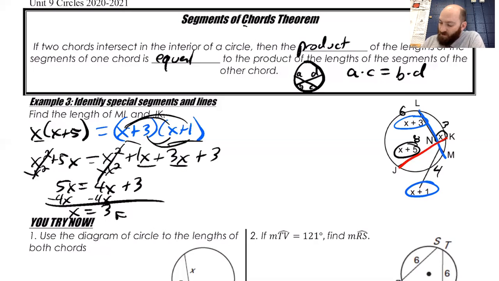So what I have now is that ML is equal to the total length of 4 plus 6, which is 10. Again, that's 4 plus 6, so that gives me my 10 there. And then the other one's going to be 3 plus 8. So that gives me 11. So JK is equal to 11.